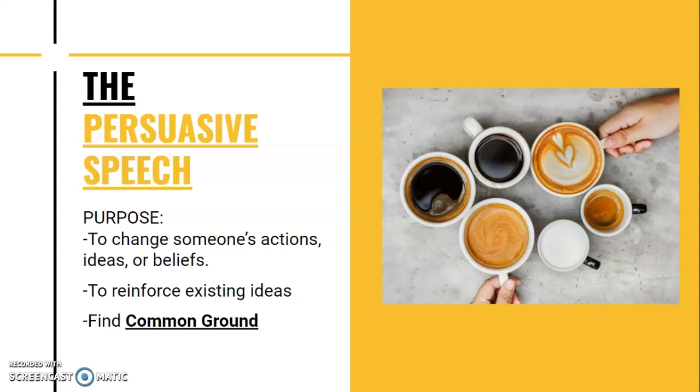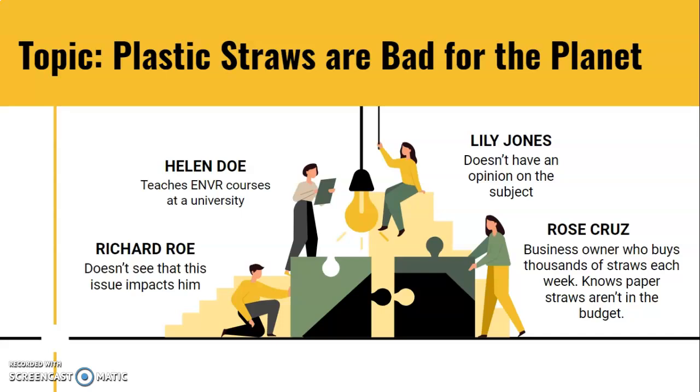You got to take small steps to get there. So here's an example topic for a persuasive speech for you: plastic straws are bad for the planet. With a topic like this, most likely I would want to change the behavior of people using single-use plastics such as plastic straws.